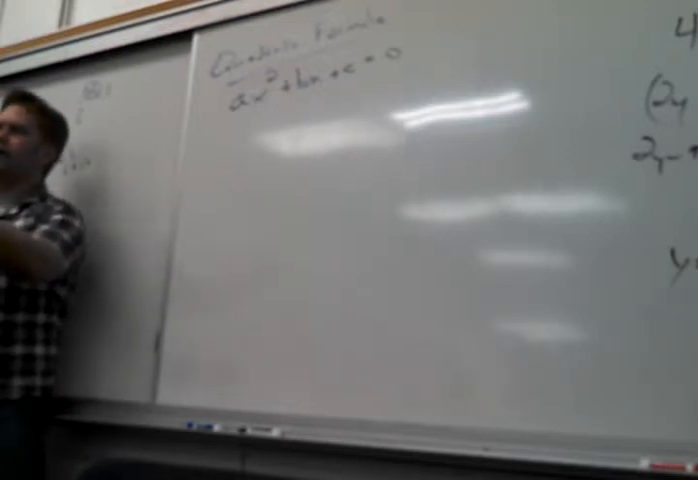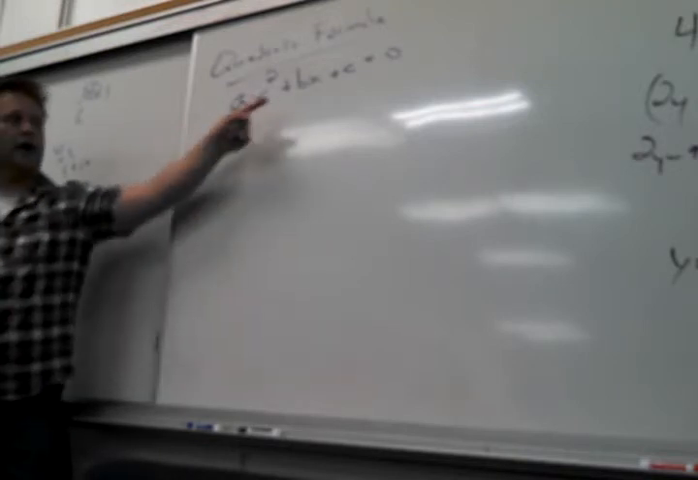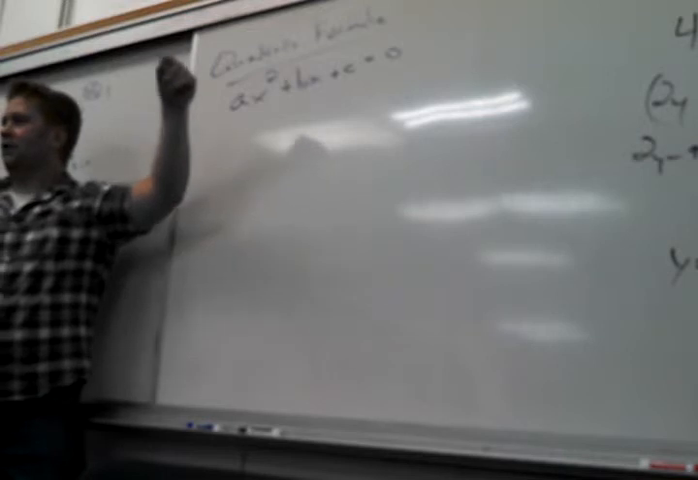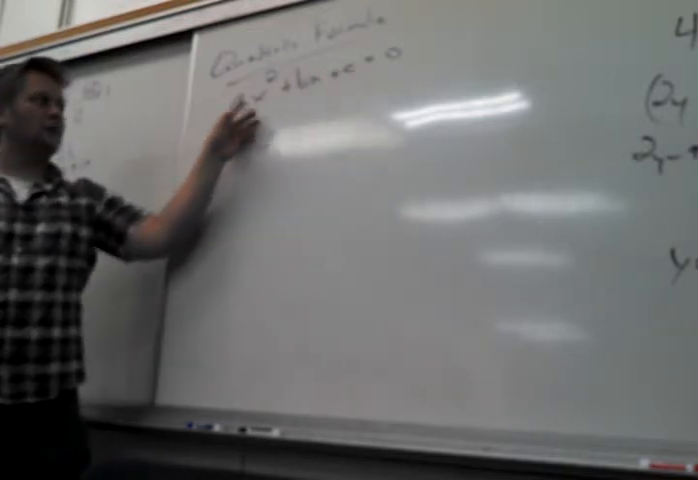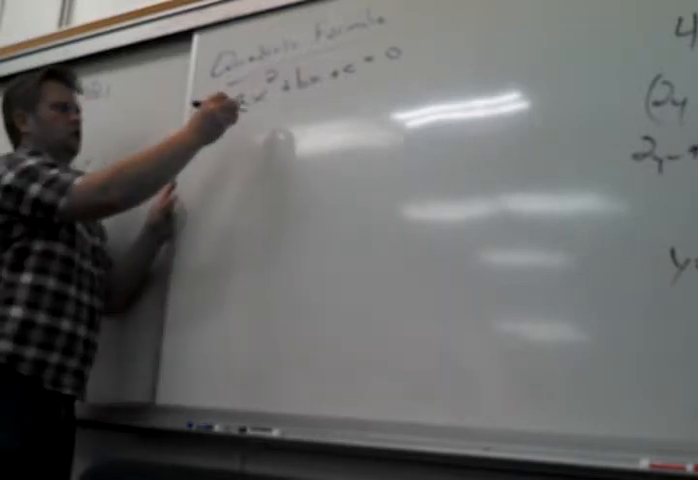I have to divide by A, because the only method we know to solve this is completing the square. Can you factor this? Not yet. What do I multiply to get C that adds to be AC? I don't know. So the first thing I do is divide by A.